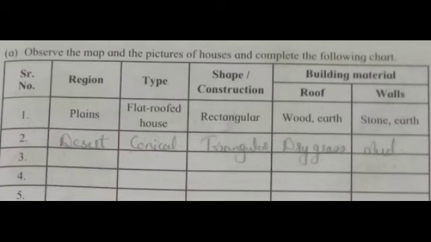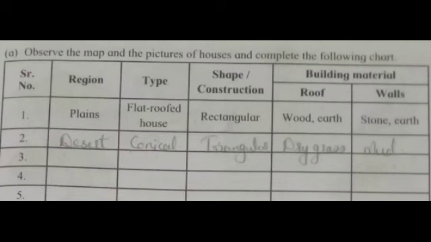So let us see one example already done, that is region plains. The type of that house is a flat roofed house. Shape and construction of that house is rectangular. For building material, in the roof they used wood and earth, and for making walls they use stone and earth.